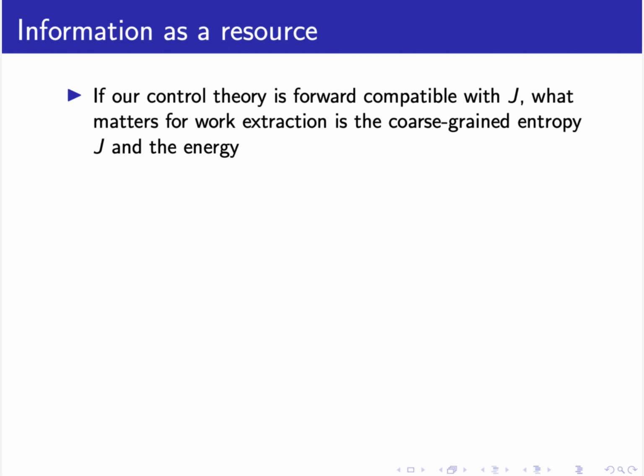So if our control theory is forward compatible with J, everything I need to know about work extraction comes out from what the coarse-grained entropy is and what the actual energy is. That's enough to tell me the free energy, along with the external parameters and other conserved quantities. That's enough to tell me the free energy.